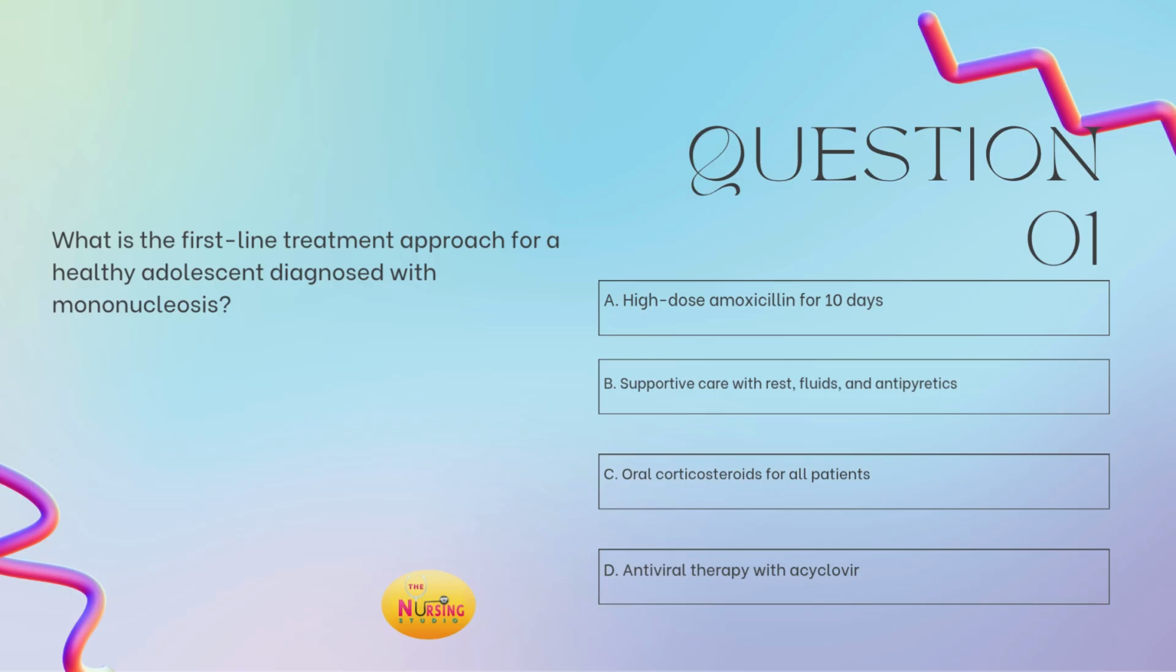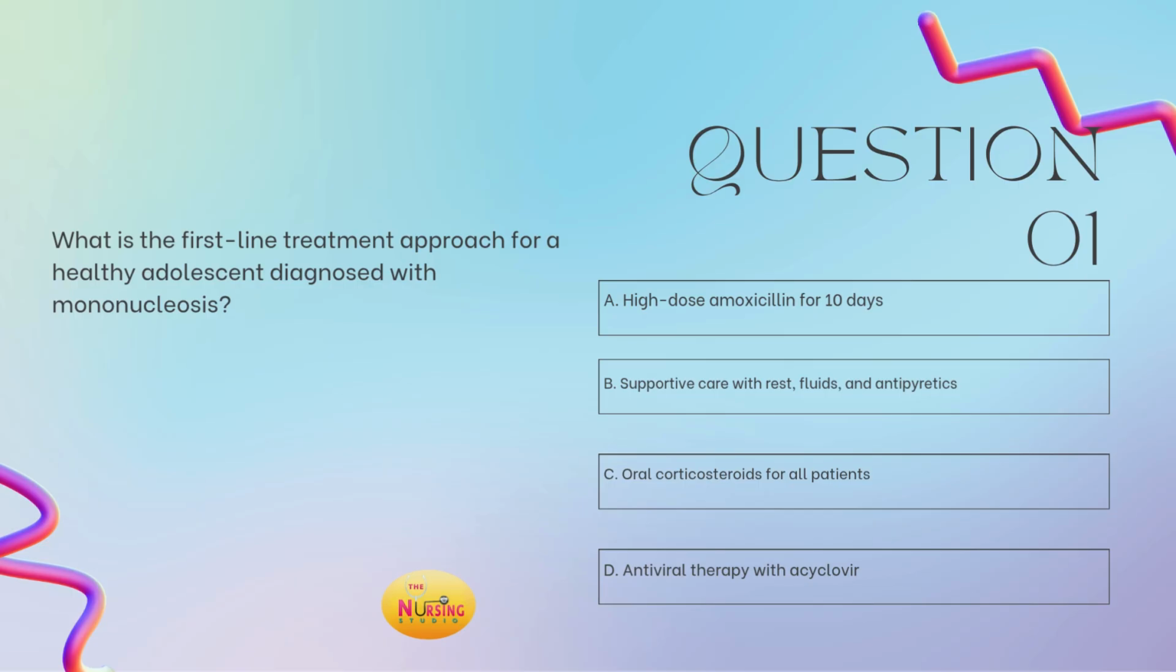Question number 1 states, what is the first-line treatment approach for a healthy adolescent diagnosed with mononucleosis? Is it A, high-dose amoxicillin for 10 days? Is it B, supportive care with rest, fluids, and antipyretics? Is it C, oral corticosteroids for all patients? Or is it D, antiviral therapy with acyclovir? Take a moment and tell me what you got.